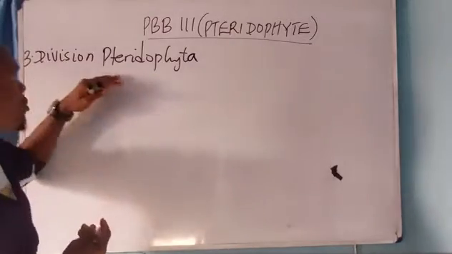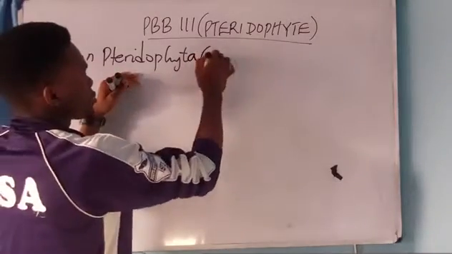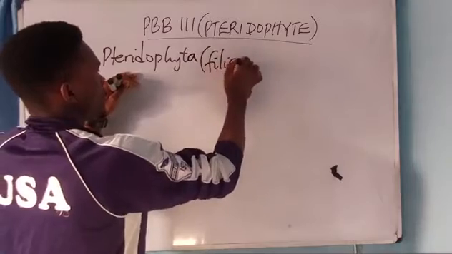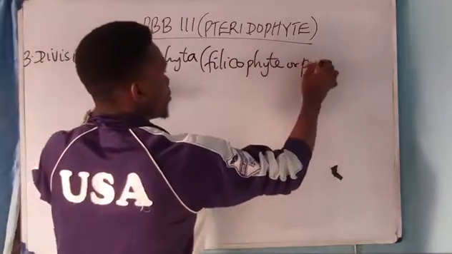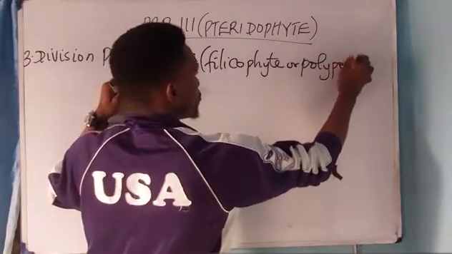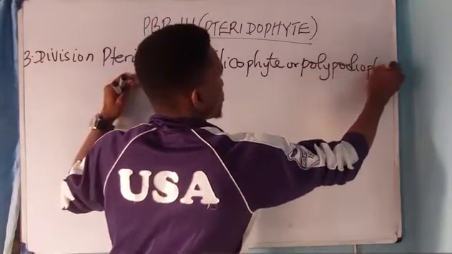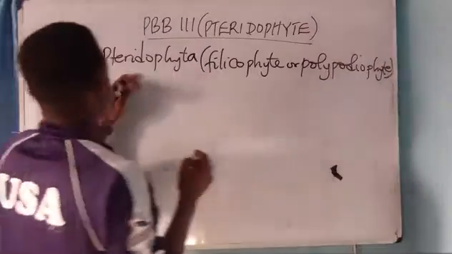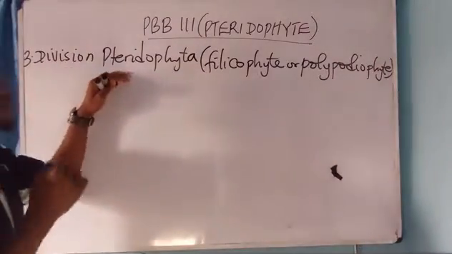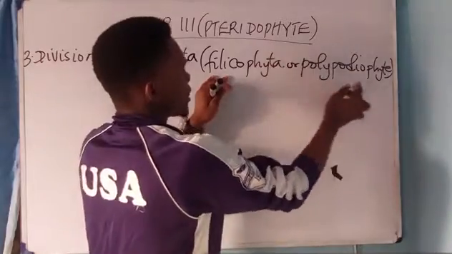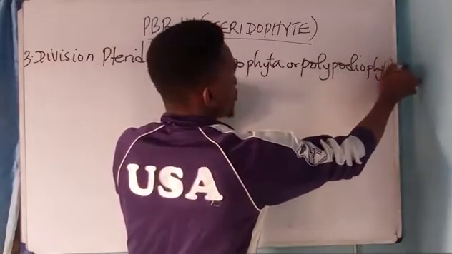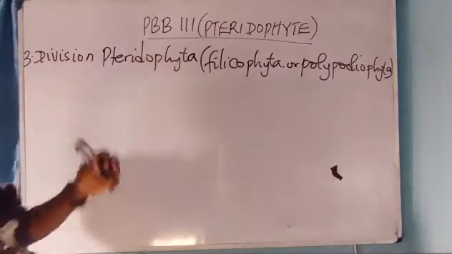Now, this division Pteridophyta is otherwise called Filicophyta or Polypodiophyta. Alright, this division Pteridophyta is otherwise called Filicophyta or Polypodiophyta. Alright, please take note of that.